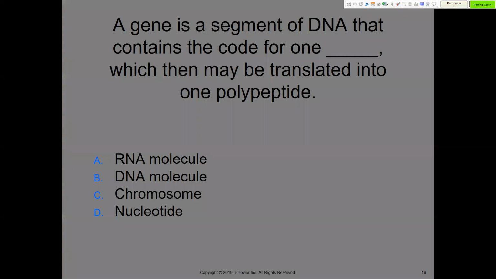All right, so I have a question for you here. A gene is a segment of DNA that contains the code for one blank, which then may be translated into one polypeptide.